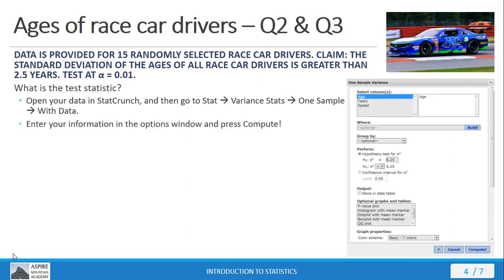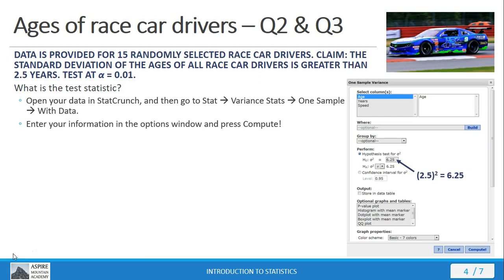Here in the options window, you want to start up top, select the column where your data is located. And then notice for hypothesis test, we have a different value for the claimed value. That's because this is set up to test on variance. So we have to take that claimed value we have for standard deviation and square it to get the variance. 2.5 is our claimed value. We square it to get 6.25, and that's the value that goes in.